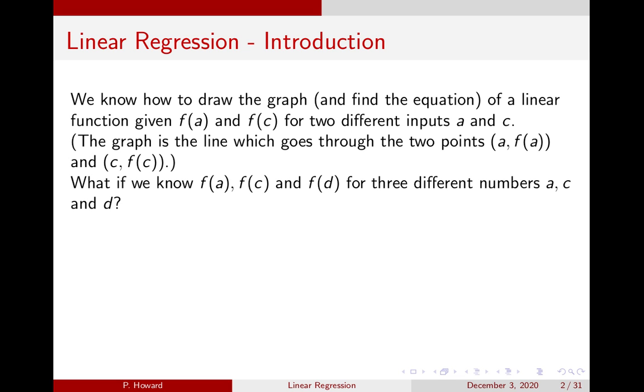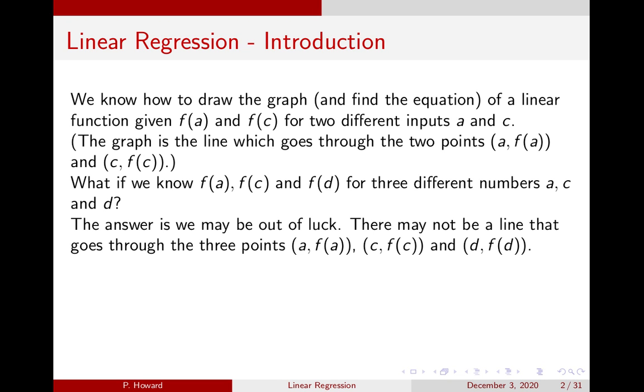So what happens if we know f of a, f of c, and f of d for three different numbers, a, c, and d? In this case, if we want to find a straight line, a linear function whose graph goes through all 3 points, we may be out of luck. There may not be a line that goes through all 3 of the points, (a, f of a), (c, f of c), and (d, f of d).